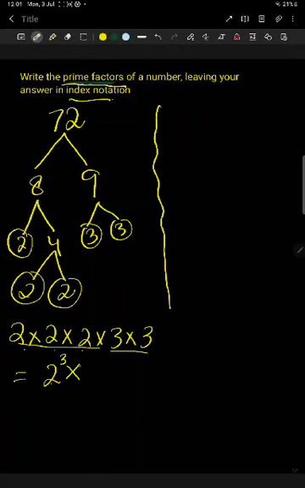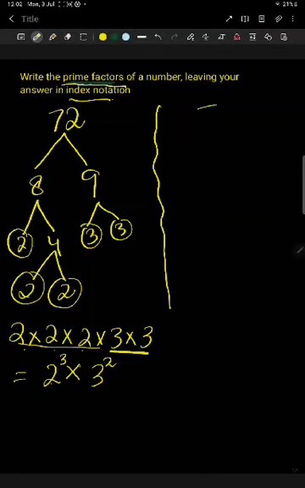Now how many times is 3? It is multiplied 2 times. So 3 to the power 2. I will write over here 3 to the power 2. So I have factorized 72 into its prime factors and I have also written it in the form of index notation. So both parts of the question have been done.